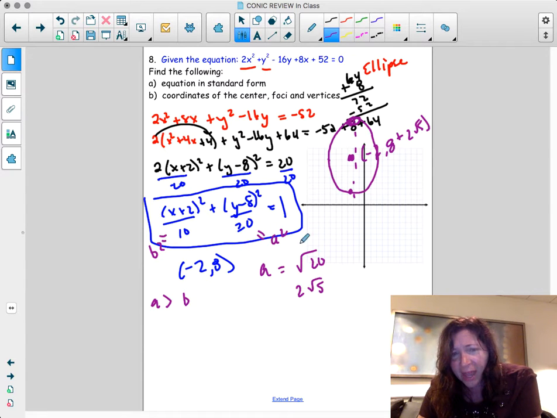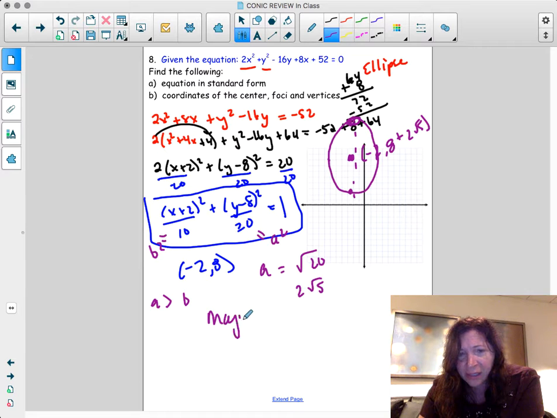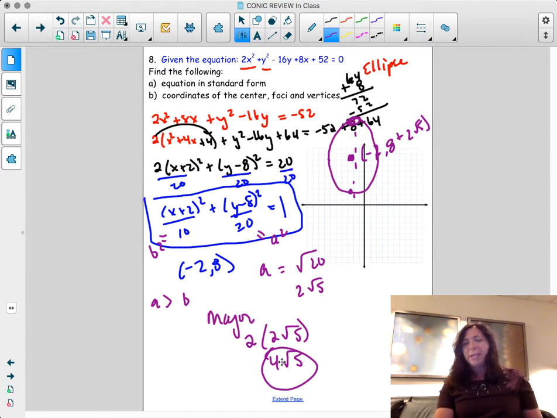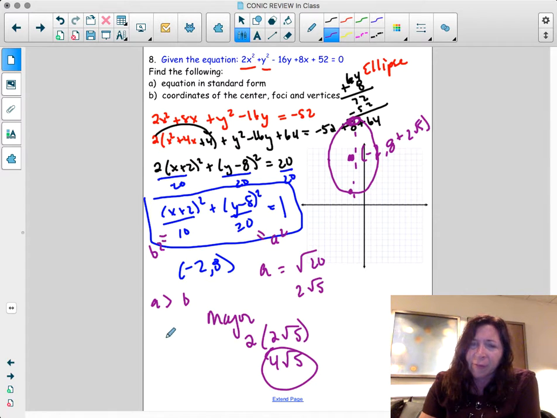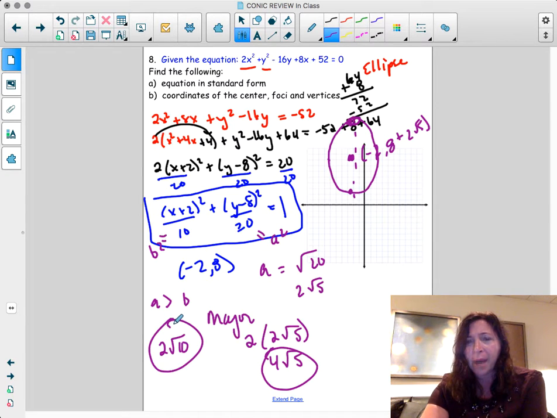Additionally, if this is a, that means that to get my major axis, I'm going to go 2a. So that means 2 times 2 root 5, which is 4 root 5. So that's actually the length of my major axis. And the length of my minor axis is going to be 2 times the square root of 10. Okay, and that's the length of my minor axis.